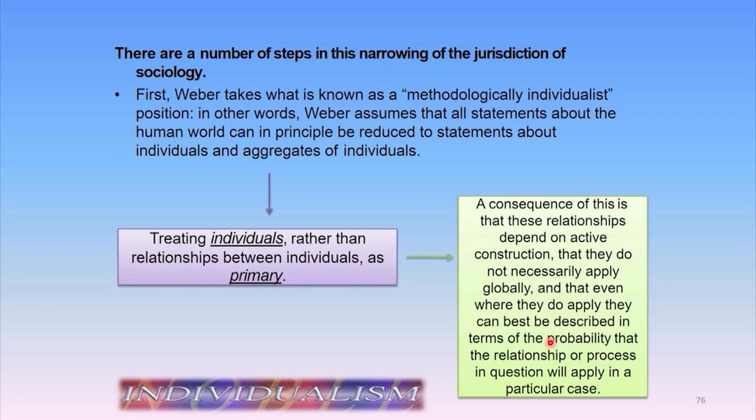A consequence of such analysis, if it implies treating individuals rather than relationships between individuals as primary, is that these relationships depend on active construction, that they do not necessarily apply globally, and that even where they do apply, they can best be described in terms of the probability that the relationship or process in question will apply in a particular case.